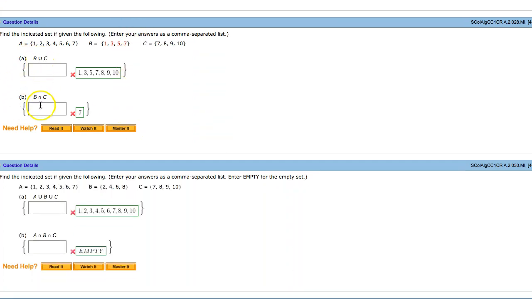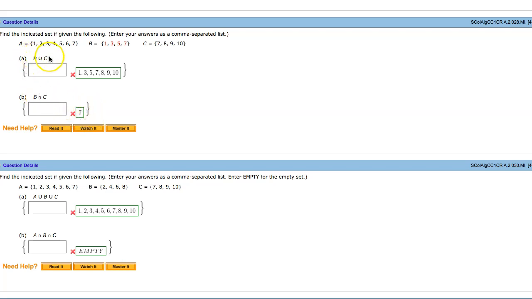now union and intersection. Now intersection. Now B intersect C. These are a little different sets. Well, A is the same, but B and C are a little different. Now B intersect C. Now the only thing B and C have in common is 7. So that will be the answer for B intersect C. Because 7 is the only thing that belongs to both.